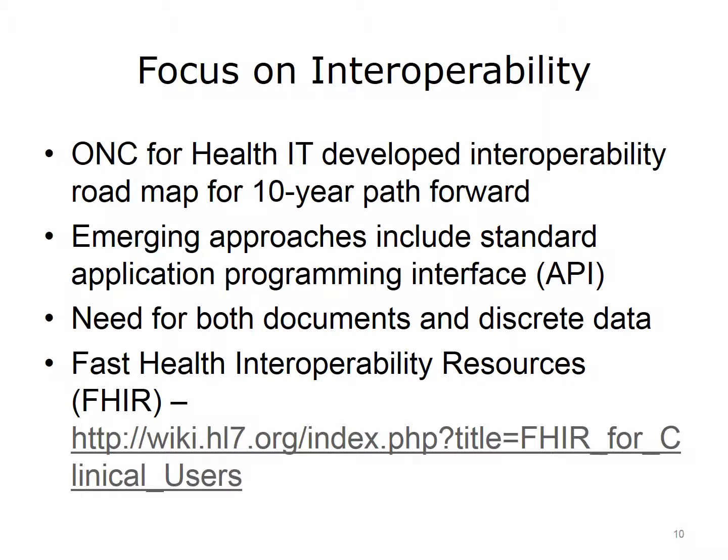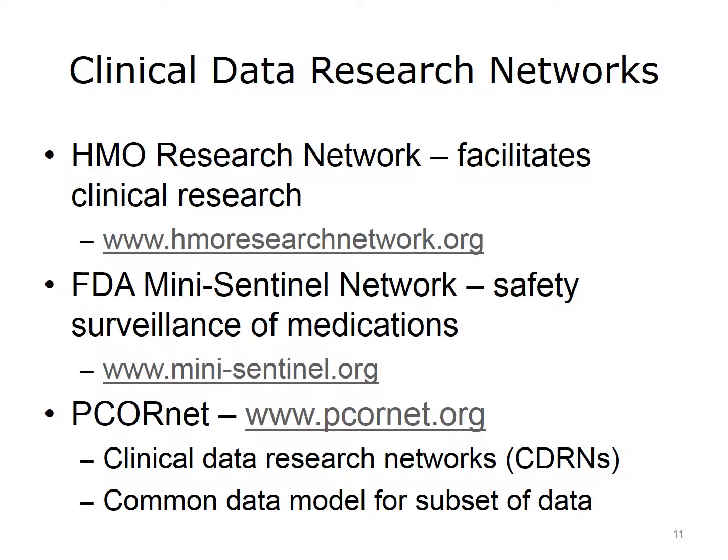The Office of the National Coordinator for Health IT has developed an interoperability roadmap for the next 10 years. The emerging approaches include a standard application programming interface, or API, for query and retrieval of data. This is needed for both documents, which are very prevalent in health records, as well as discrete data elements. One emerging standard for this is the Fast Health Interoperability Resources, or FHIR standard. The link on this slide goes to a web page that gives an overview of the FHIR standard from a clinical user perspective.